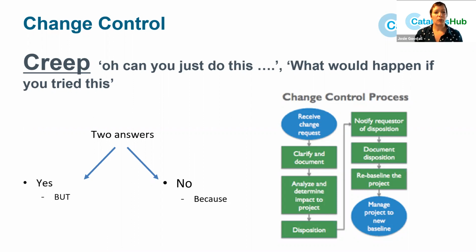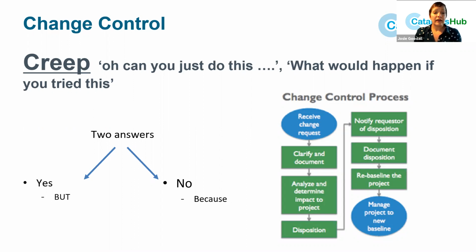So when you set up your project, you need to define how you're going to manage this. And there's generally two answers. Yes, we can do this, but it's going to affect the time I need, the resource I need, the quality that you get, or no, because it's not going to benefit the project, it's not relevant, or it's not in the scope. And there is a process in most project management methodologies for managing change, and it's called the change control process.